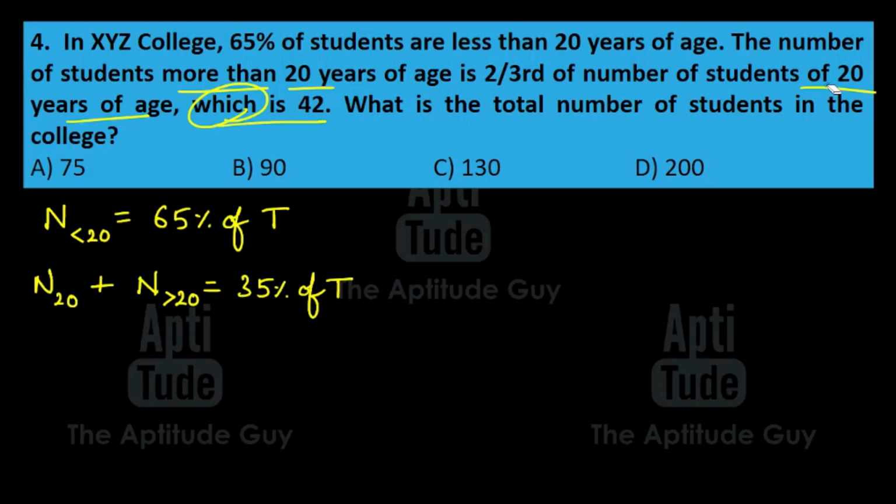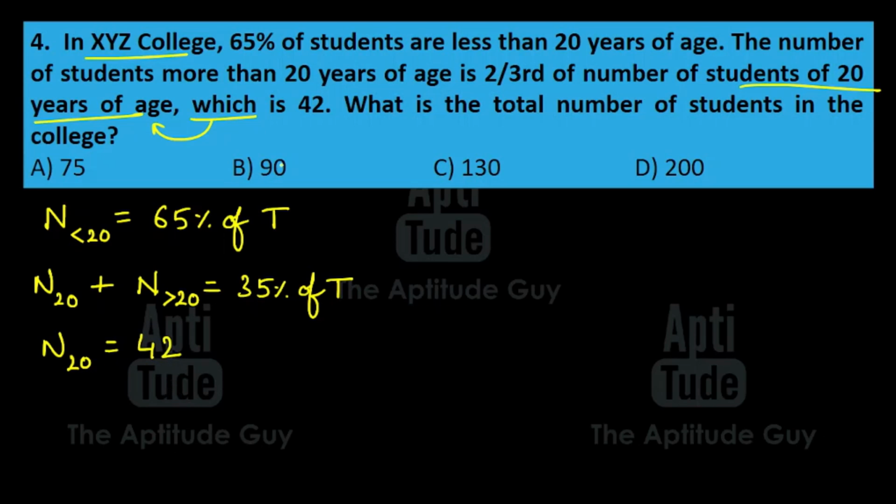Now let me give you a small English grammar lesson over here. For words like which or who, always remember whatever data is mentioned just before it, it refers to that. Alright. For example, I am speaking to the students who belong to XYZ College. Who is the "who" in that case? The students who belong to XYZ College. Similarly over here, "which". What comes just before "which"? The number of students of 20 years of age, which is 42. That means the number of students of 20 years of age is 42.